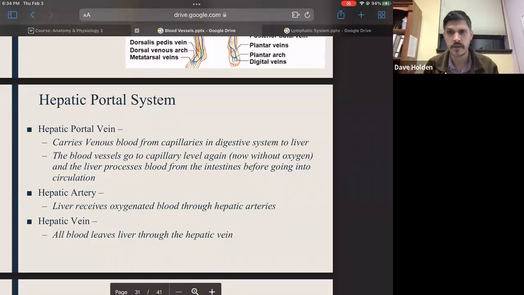It's pretty straightforward stuff, and it looks all fancy when it's on a slide. So hepatic artery, hepatic vein. That's how blood gets in and out of the liver. The hepatic portal vein is how the liver can bring in blood, clean it up, and then take that same fresh blood and put it back into the body.